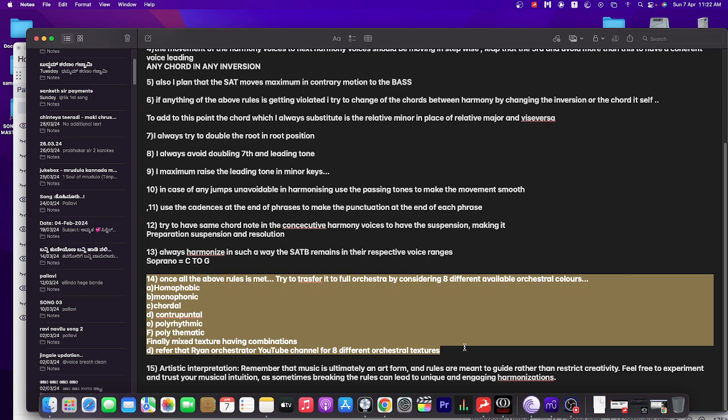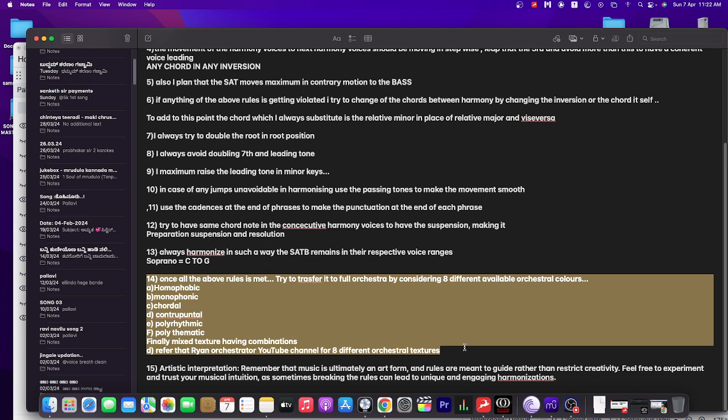The 8 textures need different videos, and there is one more called hybrid texture. What is hybrid texture? You basically mix. You can mix chordal and monophonic and make it a different texture. That is called a hybrid texture. You can mix polyrhythmic with contrapuntal. You can mix chordal with contrapuntal. You can mix homophonic with contrapuntal. Any permutation combination can be done. I'll do it next.